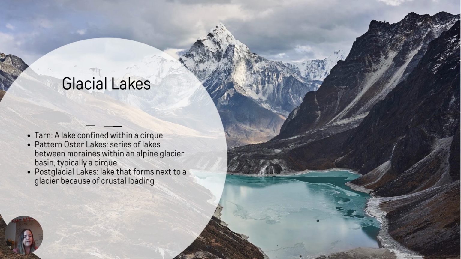And then a few other glacial lakes we're going to talk about: tarns, paternoster lakes, and post-glacial lakes. So tarns are the lakes that fill in a cirque. So remember, the cirque is the valley glacier that's left behind, right? It's right next to the arêtes, which are the ridges in between the cirques. So that's that bowl-shaped feature. And water filling in there from a glacier is known as a tarn. Paternoster lakes are a series of lakes between moraines within an alpine glacier basin. These are usually also found in cirques. And then post-glacial lakes are lakes that form next to a glacier because of crustal loading.